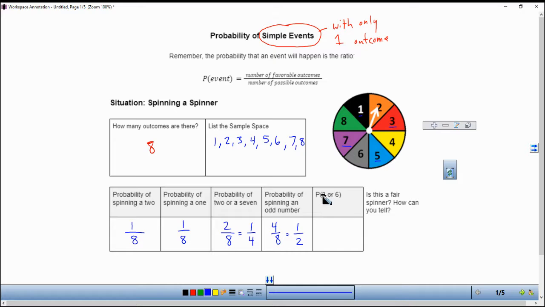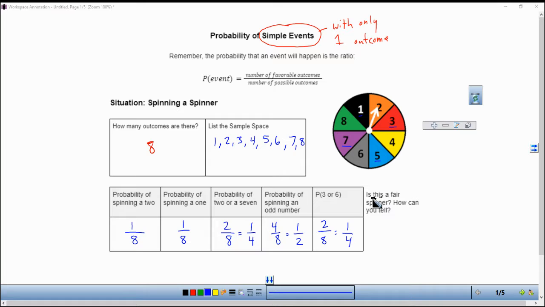Now the last one is written a little differently, but when you have the capital P and then the event in parentheses, you read that as the probability of spinning a 3 or a 6. There would be 2 favorable outcomes there, either the 3 or the 6 you could get. So that's 2 out of 8, which is equivalent to 1/4 as well. So if you were to pick any 2 numbers, like a 1 or a 7, or a 1 and a 4, or an 8 and a 3, any 2 numbers would have a probability of 1 out of 4, or 2 out of 8.